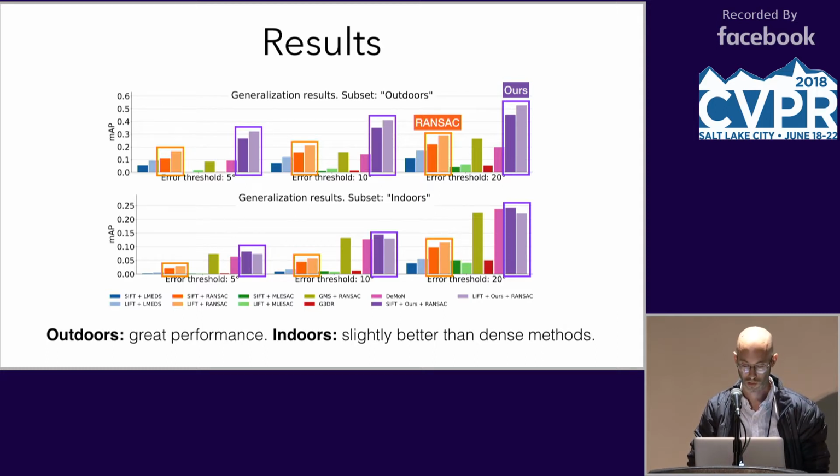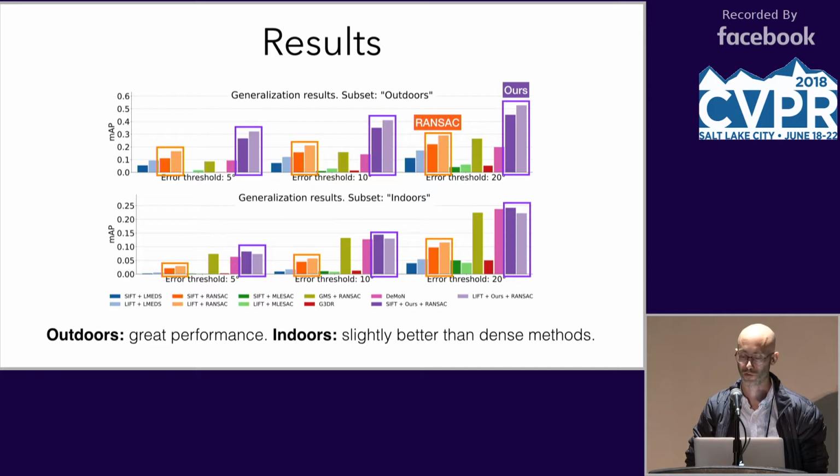That's the plot on the top, where we roughly double the state of the art, which is still RANSAC using LIFT features. On indoor scenes, that's the one in the bottom, the changes between the images are not so drastic. So dense methods do actually pretty well, but we still manage to edge them out by a small margin. And more importantly, we showed that we can do much better than RANSAC, that's the one in orange, with exactly the same input data.